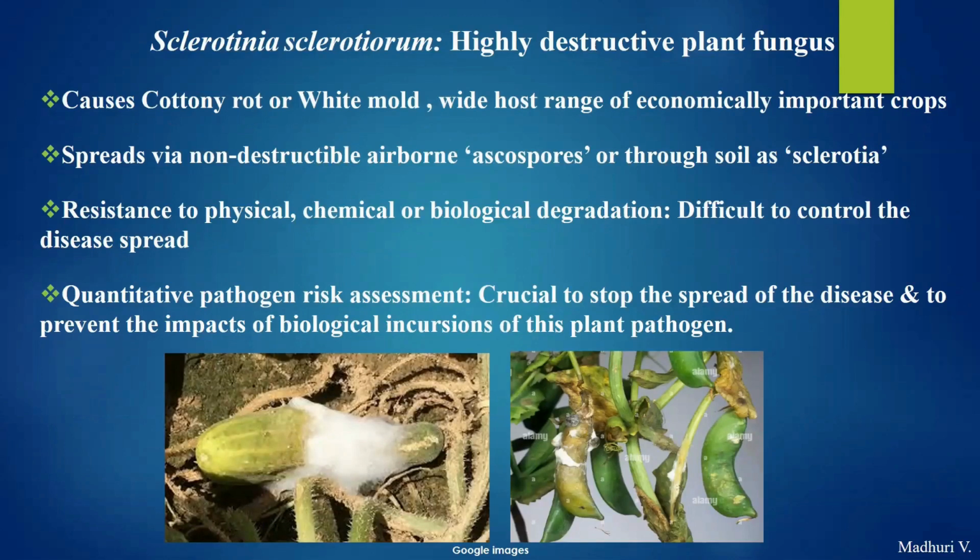S. sclerotiorum is a highly destructive plant fungus. It is known to cause the cottony rot or the white mold, as the disease is called. And it has a wide host range of economically important crops. What I would be discussing is the application of a sensor to detect this fungus in pea plants. This spreads via airborne ascospores, or it can also spread in soil if the fungus is soil-borne and also during the irrigation process.